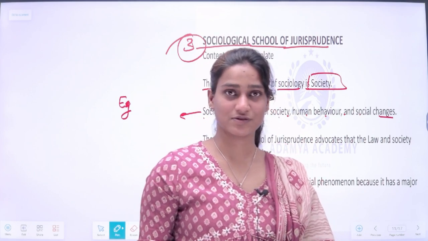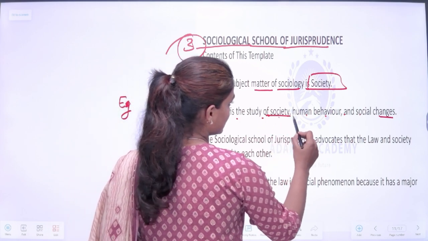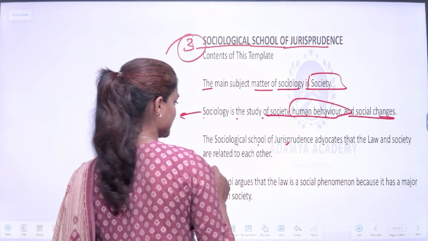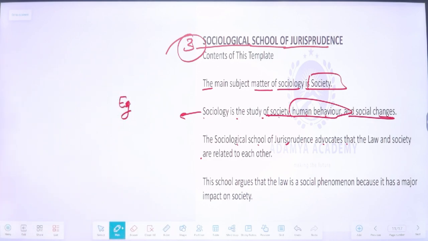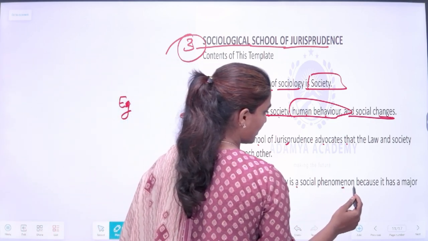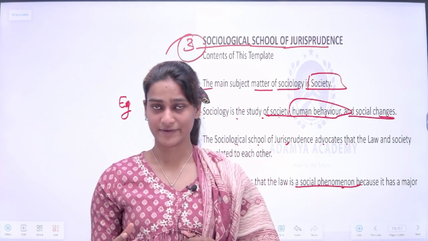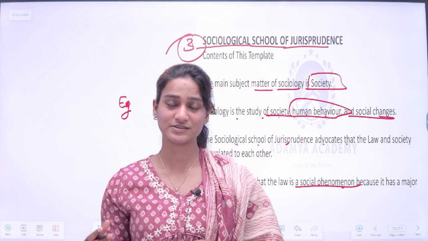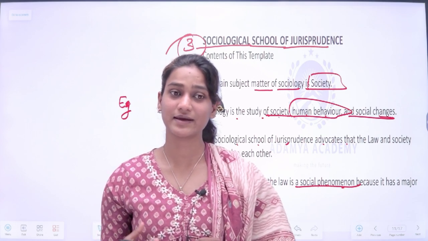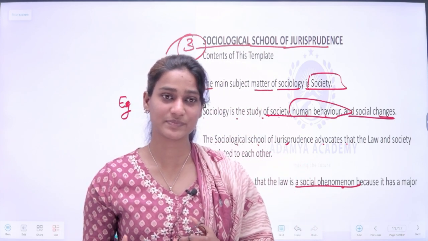Similarly, there are other concepts also which are prevalent in the society. So the sociological school studies society, human behavior, and social changes. The sociological school of jurisprudence advocates that law and society are related to each other. This school argues that law is a social phenomenon because it has a major impact on society. So a crime can be considered a crime, but there can be different gravities of crime. For example, a crime like rape can be considered only a crime, but a crime like gang rape can be considered a heinous crime. So the law is based on the social phenomena which are prevalent in the society.